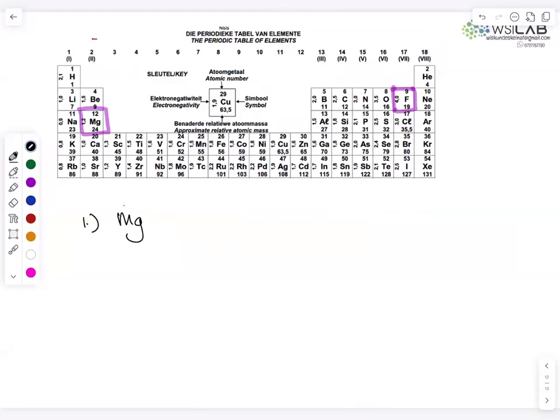So if it's in group 2, it's got 2 valence electrons or 2 electrons in the outer shell. So what happens with it, it gives it away. It doesn't want it because it's got space for another 6, or 8 in total. Doesn't want those. All metals will always give the electrons away. So it gives 2 electrons away and becomes 2 plus.